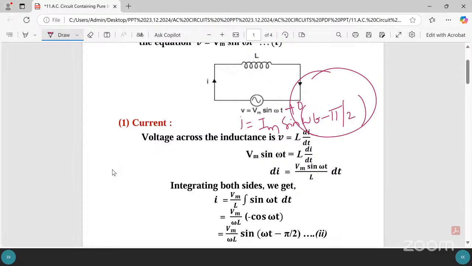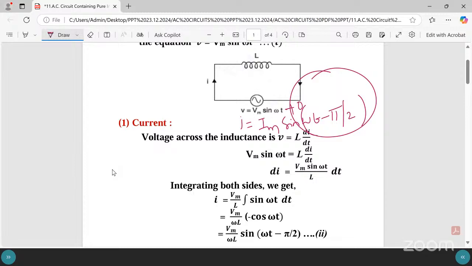How did you get 90? Compare the two equations. What is the first equation? V is equal to Vm sin omega t. What is the current equation? I is equal to Im sin omega t minus pi by 2. Compare these two equations. It is confirmed that the angle is 90 degrees.